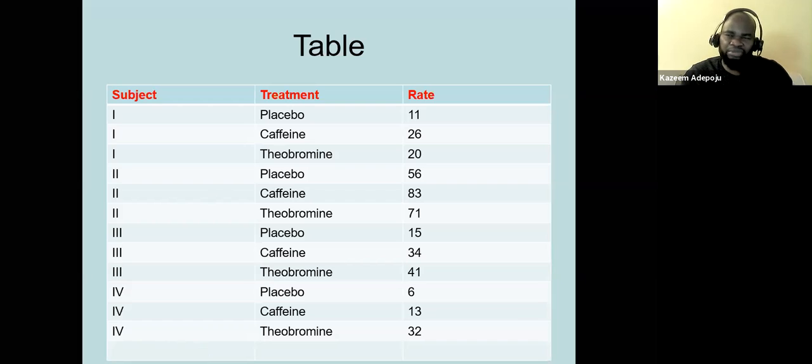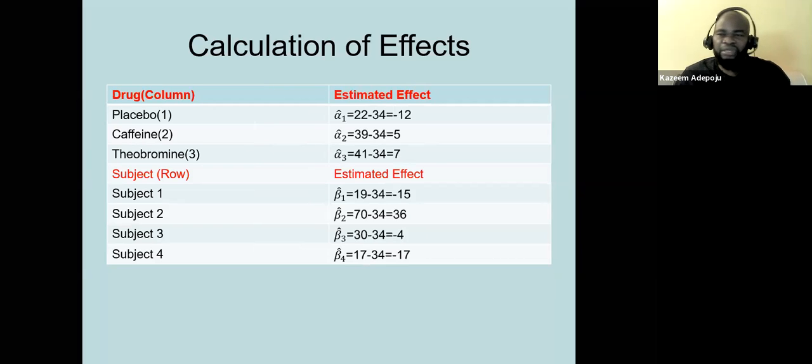But what I'm actually going to walk you through right now is how you can compute this manually, and not only that, how you can implement that in R. Now, take a look at this. The very first thing I need to look at is the drug effect. How am I going to get the drug effect? There are three levels of drug: the placebo, the caffeine, and the trebomine.